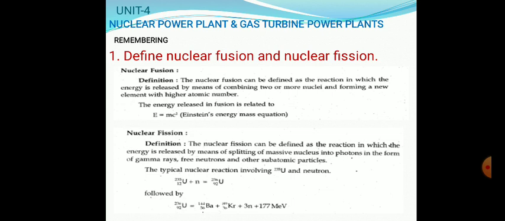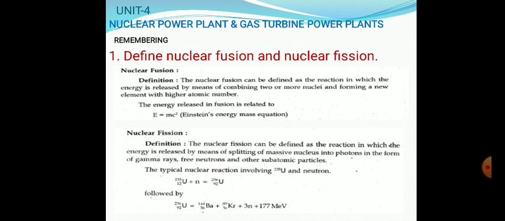Good afternoon, everyone. Next we will move to the fourth unit, that is nuclear power plant and gas turbine power plants. First we will see the questions on remembering. First question is: define nuclear fusion and nuclear fission.